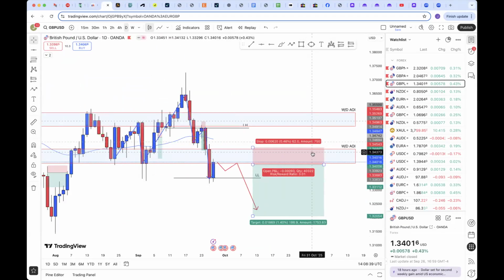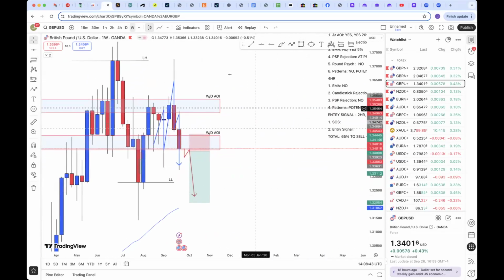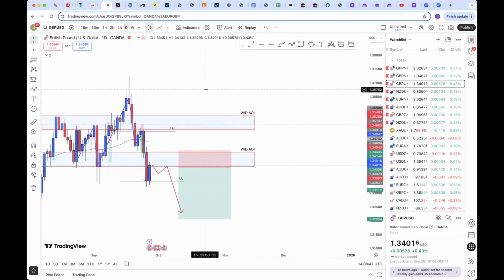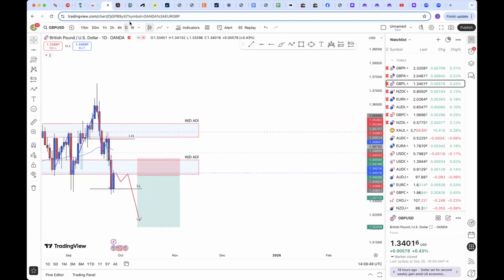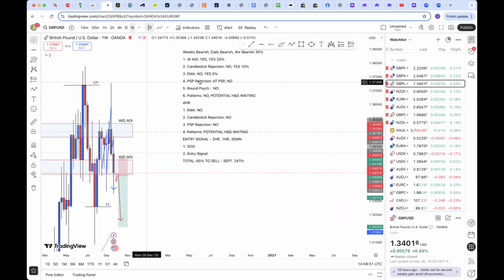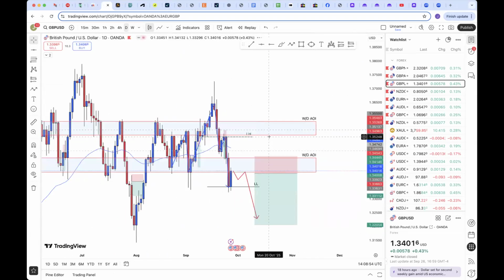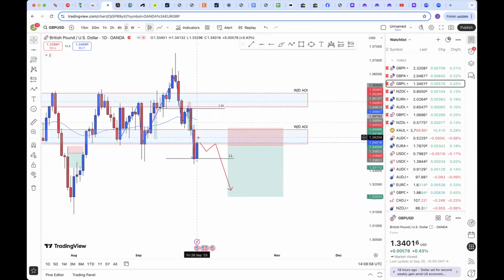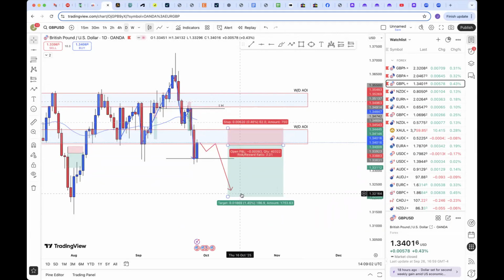This is GBP USD, which is also my next one. So we are bearish on the weekly, bearish on the daily. I think all three time frames are bearish, if I'm not mistaken. Yeah, they are. And so what I have here on the daily is I'm waiting for this to have a reaction from this weekly and daily area of interest to then sell.